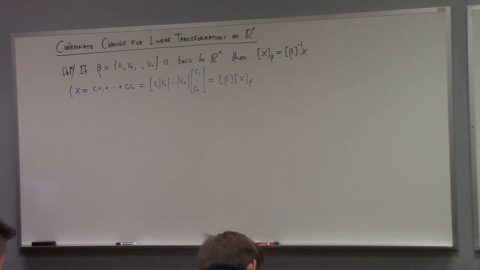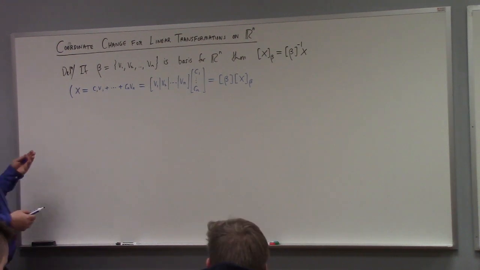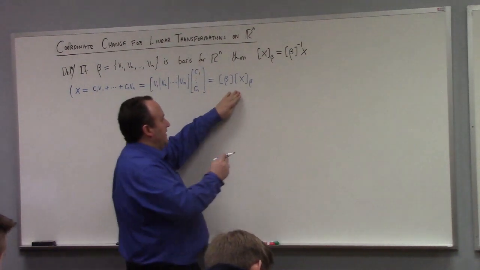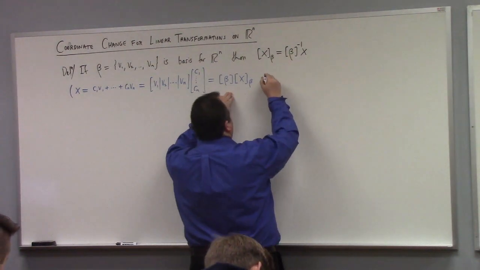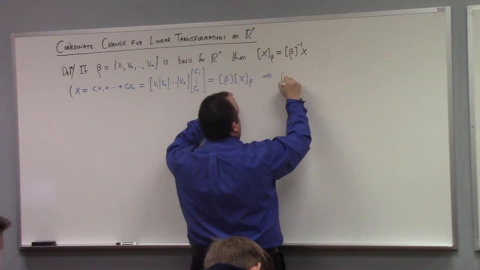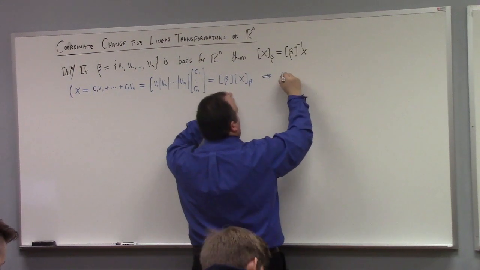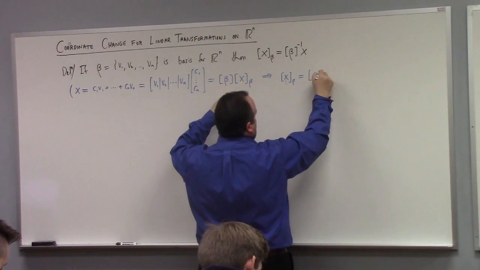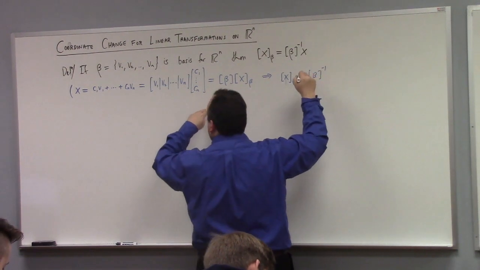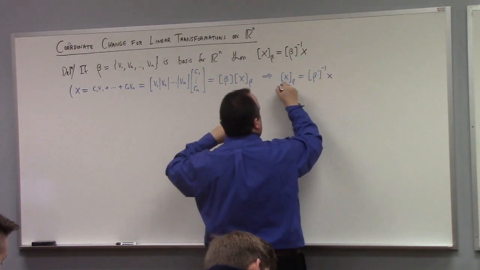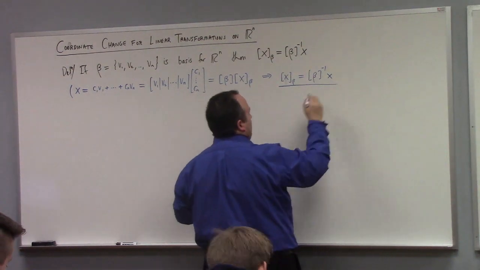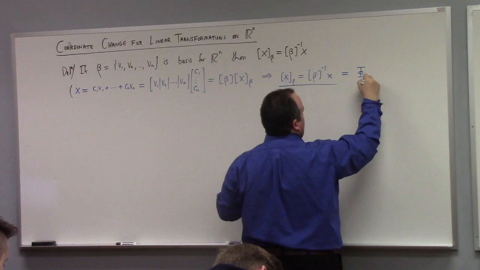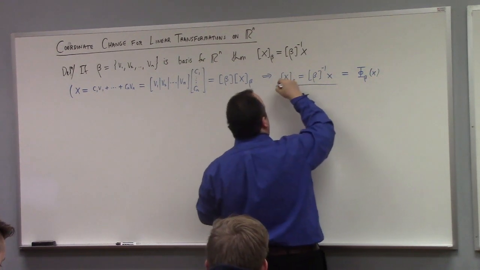And so I can rewrite that as a matrix equation and solve for the coordinate vector of x with respect to the beta basis. See what I get? I get x beta is equal to beta inverse times x, right? It's just that. So that's my formula. Now, if you're reading my notes, I also use the following notation, phi sub beta of x, like that.